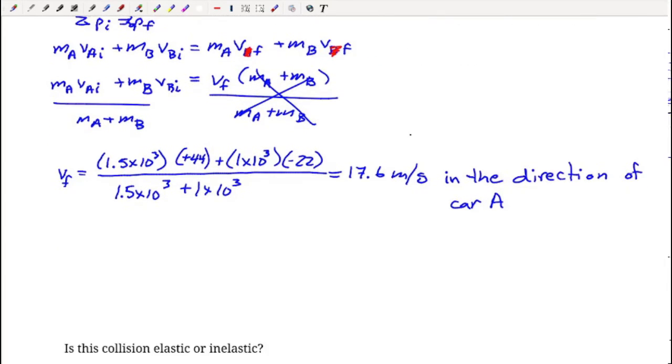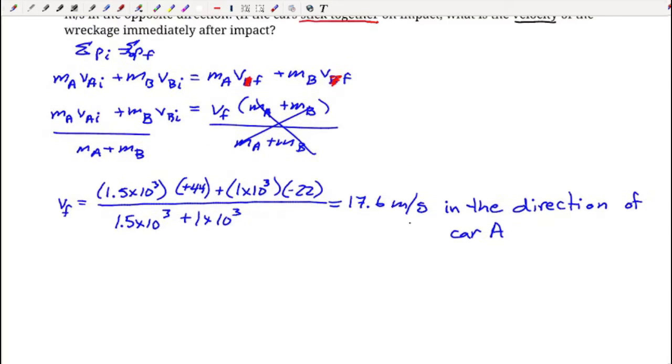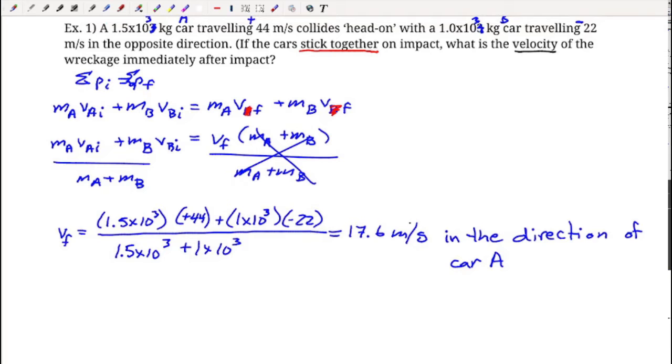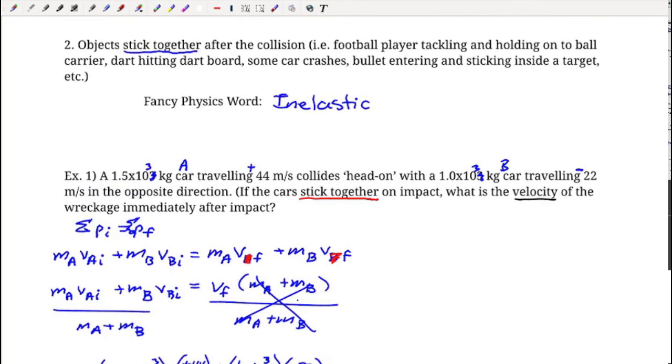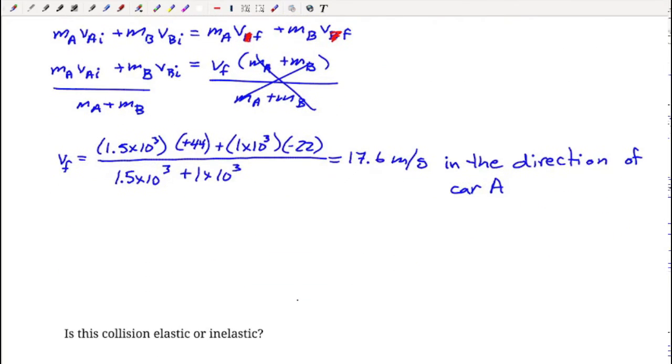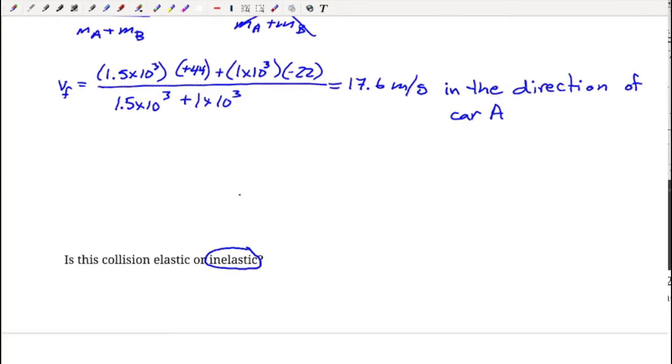Now to finish this one off, there's a question, is it elastic or inelastic? Well, we know in our collision, we underlined in red, they stick together. Stick together is inelastic, so I'm just going to circle that down here. This is an inelastic collision. Okay, let's try a few more.